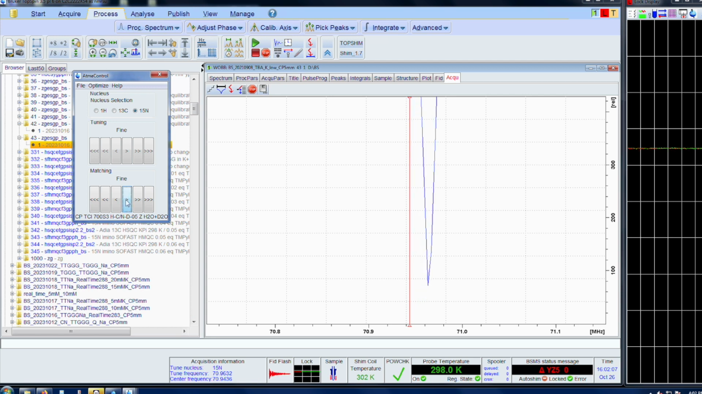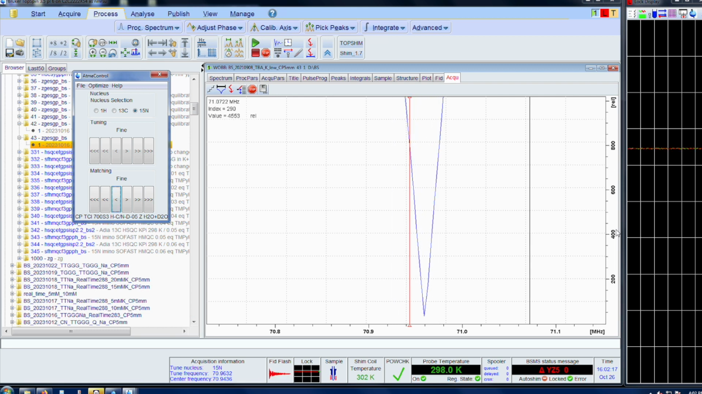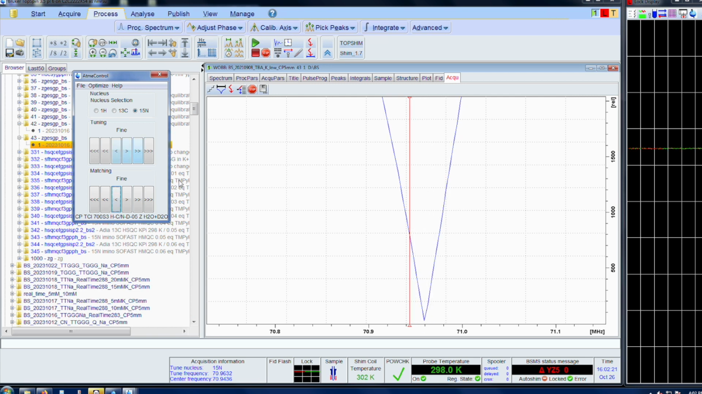See, after a point, it also starts to increase. So I can see that the reflected power reaches somewhere around 50 units, and that's about it. You can't get any lower than that. Once that is done, the next thing to do after having matched is to tune, meaning that the frequency dip has to match with the red. So I'm going to move back.